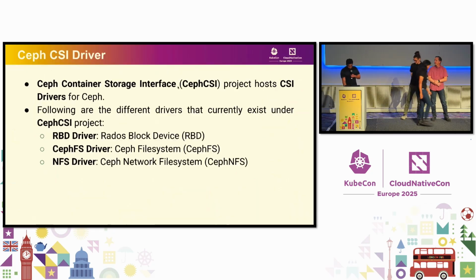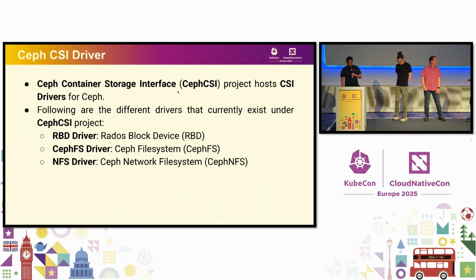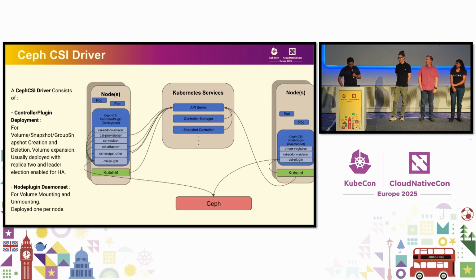So let's talk about the CSI driver. We host three projects, basically three drivers in it: CephFS, RBD, and NFS. So it's a single project which holds three drivers together. This is what the architecture looks like. We have a controller plugin which runs as a deployment, and a node plugin which runs as a daemon set. The deployment runs with HA, always replica 2, and is responsible for volume snapshot, group snapshot creation and deletion, volume expansion, all that stuff.